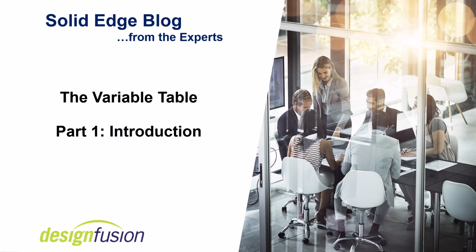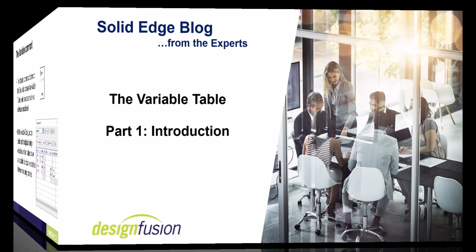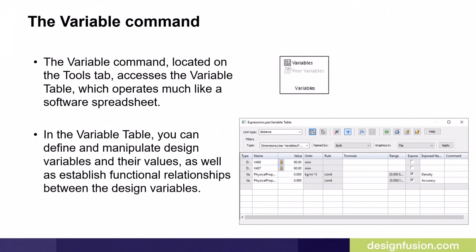This is part one of a three-part series on the variable table. In part one, we'll do an introduction to the Solid Edge variable table. The variable command is located on the Tools tab and allows users to access the variable table. In the variable table, you can define and manipulate design variables and their values, as well as establish functional relationships between the design variables. The variable table operates much like a software spreadsheet.